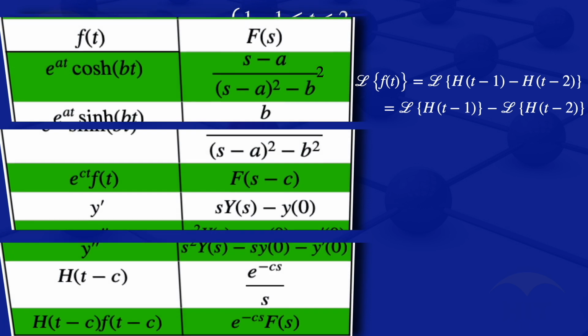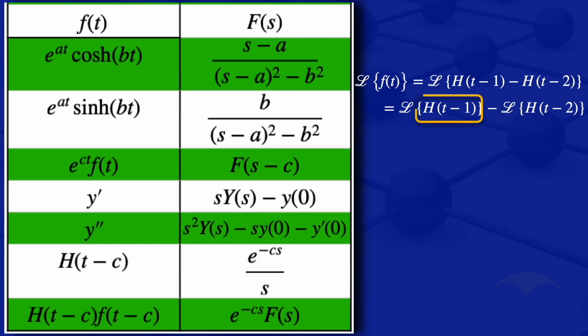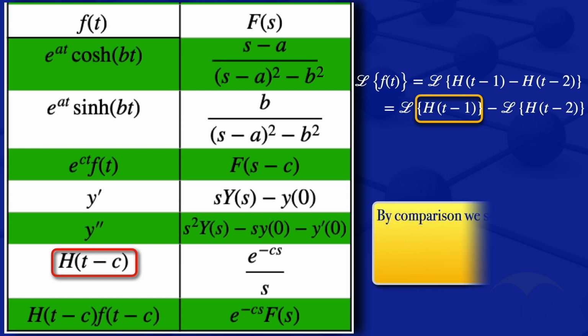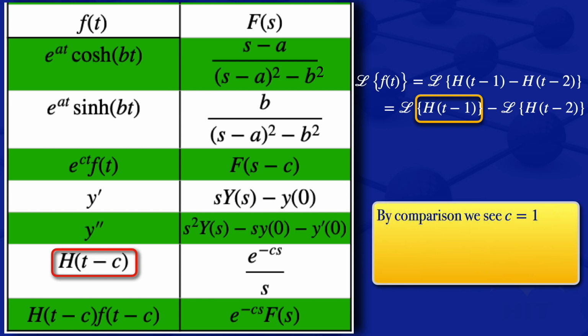From the tables, we start by looking at that first function, h(t minus 1), and compare it with an f(t) which is similar there. The f(t) that we see in the table is h(t minus c). By comparison of the highlighted functions, we see that c is equal to 1. And we substitute 1 where we have F(s) in the table. We have F(s) is equal to e to the power of minus 1 times s, divided by s, and it will give us e to the power of minus s divided by s. I'll put it in the formula above: e to the minus s divided by s.